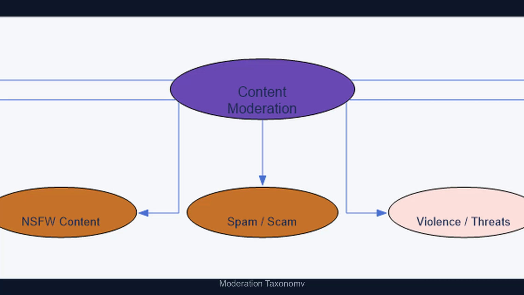The moderation taxonomy diagram maps out the full classification space your model needs to cover. At the center is content moderation itself, branching into 6 violation categories and 1 safe category. Hate speech and harassment sit on one side, both focused on harmful interactions between users. NSFW content and spam occupy another branch, covering explicit material and unsolicited commercial content. Violence and threats, misinformation, and finally safe or benign content complete the picture.